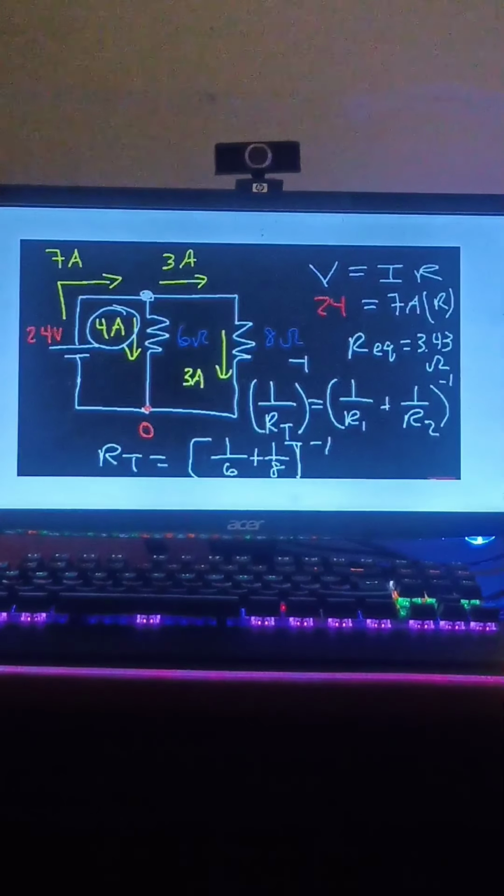Okay, so with this equation, we can also get the total resistance by using this formula. Total resistance equals 1 over 6 plus 1 over 8, and you can still get the same answer of 3.43 ohms.